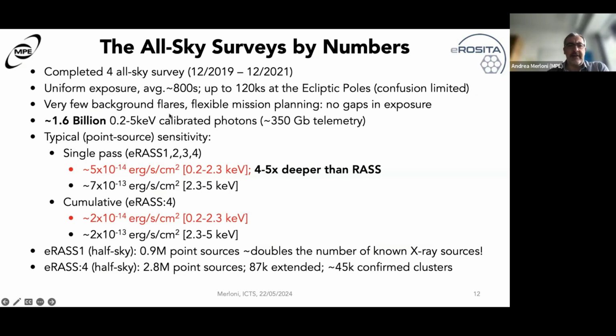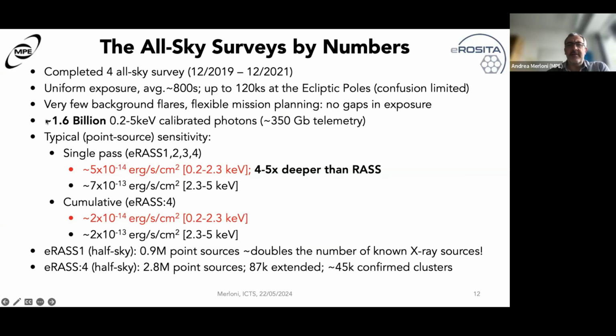Because of the few background flares and some flexibility in mission planning, we don't have any gap. Whenever we had to interrupt observation due to orbital maneuvers and so on, we could always close any gap that was left in the survey. So the sky is covered uniformly and without gaps.